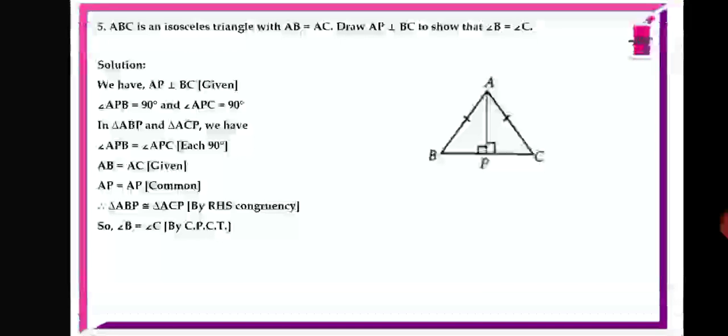So in triangle ABP and ACP, we have angle APB equal to angle APC, each 90 degrees; AB equal to AC, that is given data; and AP equal to AP, which is common. Therefore, triangle ABP is congruent to triangle ACP by RHS congruency rule. So, angle B equal to angle C by CPCT.